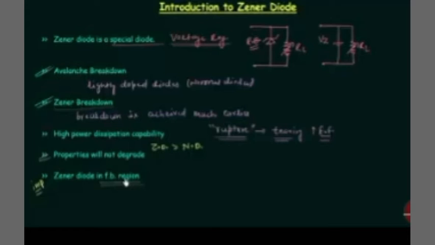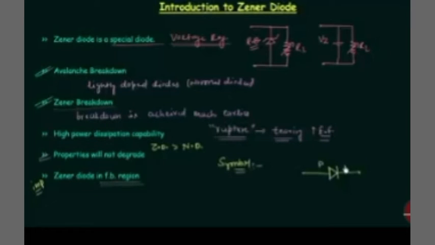The most important use of the Zener diode is voltage regulation, and the Zener diode acts as a voltage regulator when we operate it in the reverse bias region, but we can easily operate the Zener diode as a normal diode in the forward bias region.